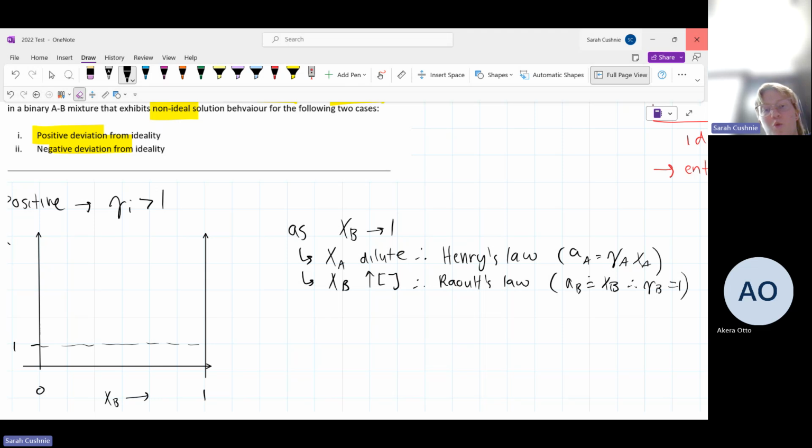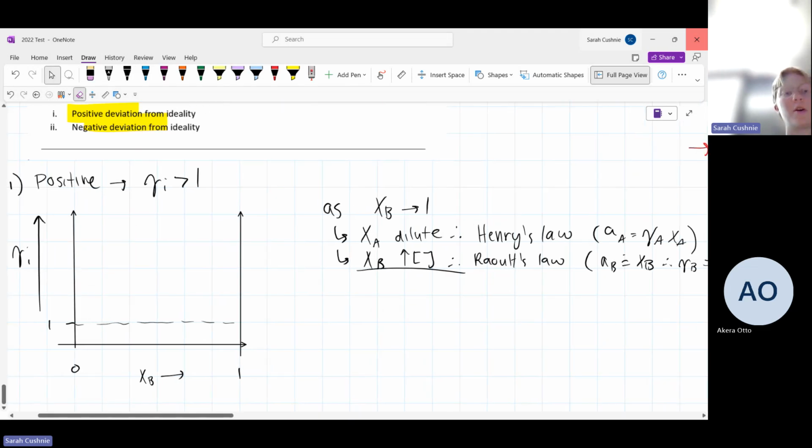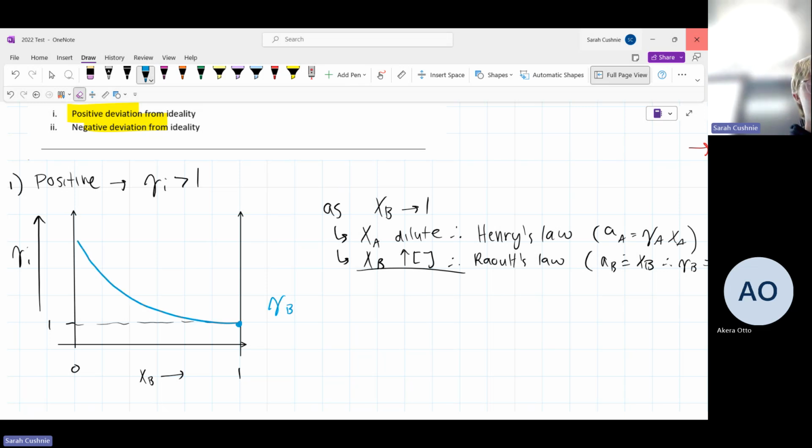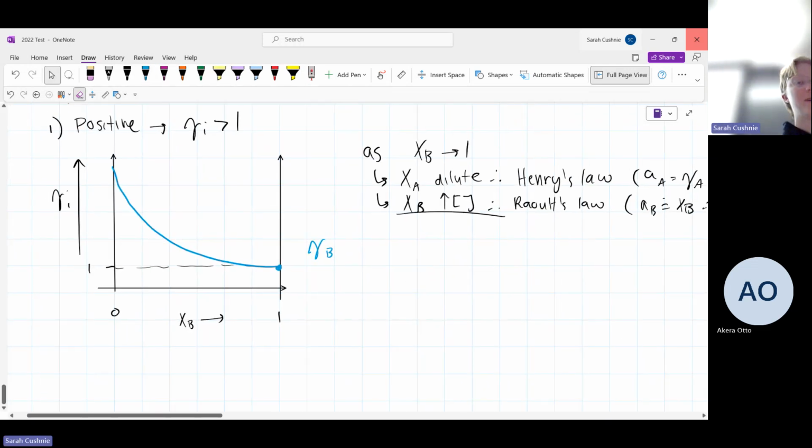So we know that as xb is in high amounts, we're going to be close to 1 for gamma B. So I'm going to draw that down here. This is going to be gamma B. It's going to be close to 1, but it's not going to be at 1 this entire time, right? We just said it's going to be bigger than 1. So it's going to look kind of like this. The reason it has that shape is that we can math it out a little bit. We know that we have a non-ideal solution, a regular solution.